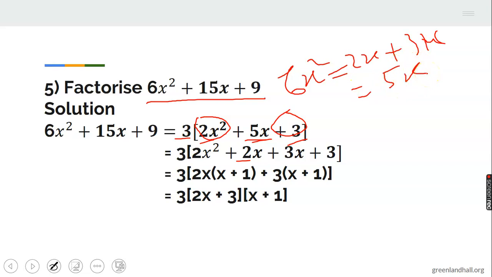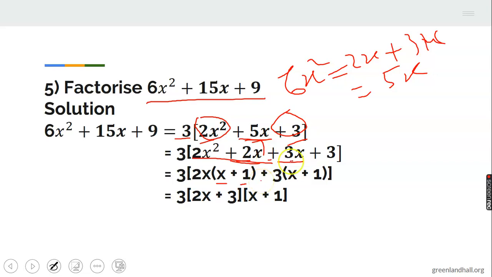So you use 2x plus 3 to replace 5x. Then what is common in the first here is 2x, so you now have x plus 1. Now you put this plus here.